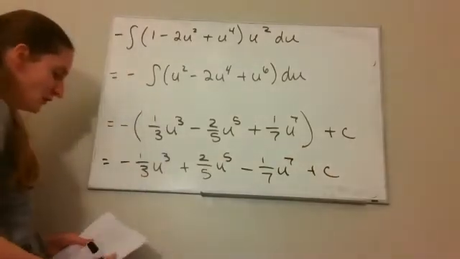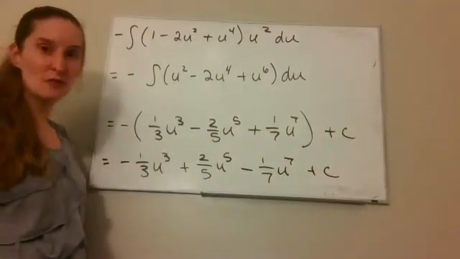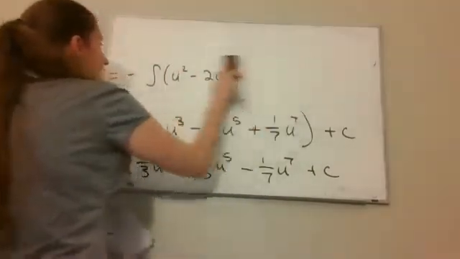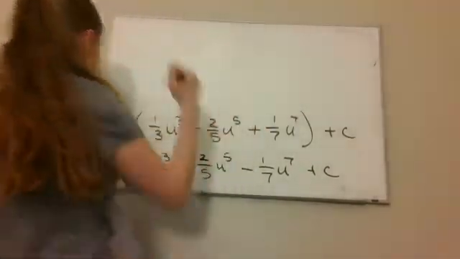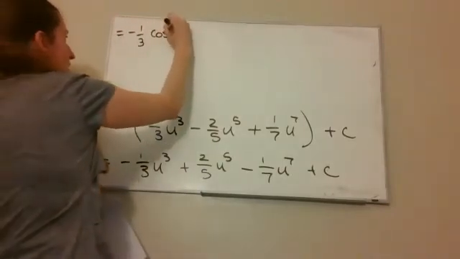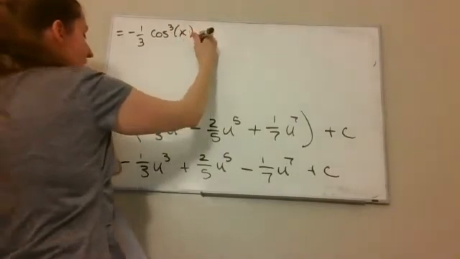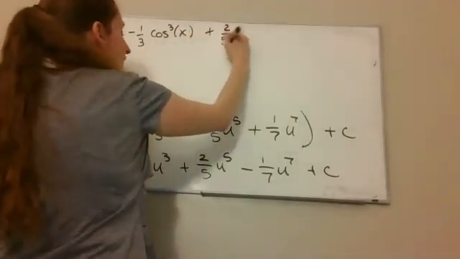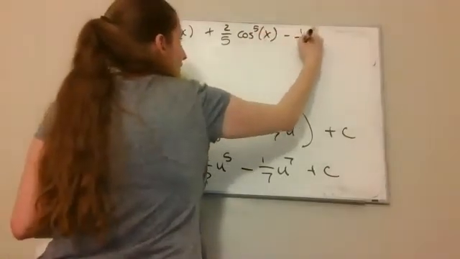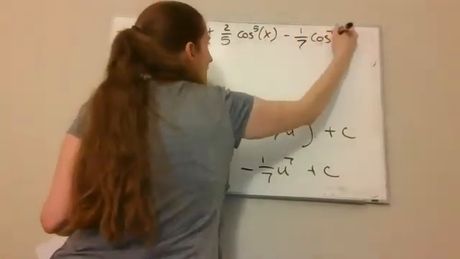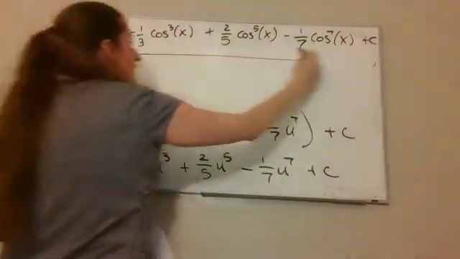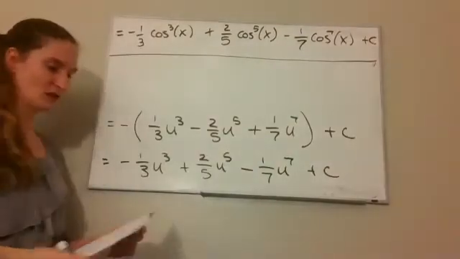And then all I have to do to finish the problem up is plug my u back in. u is equal to the cosine of x. So my final answer is that I get negative 1/3 cosine to the third of x plus 2/5 cosine to the fifth of x minus 1/7 cosine to the seventh of x plus a constant. And that is the answer to the original problem.